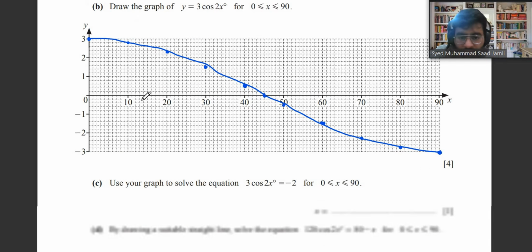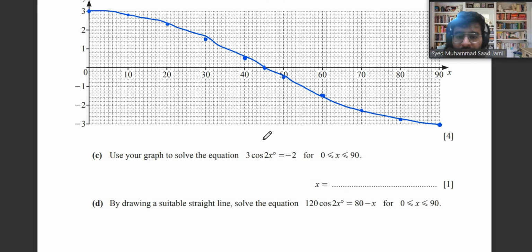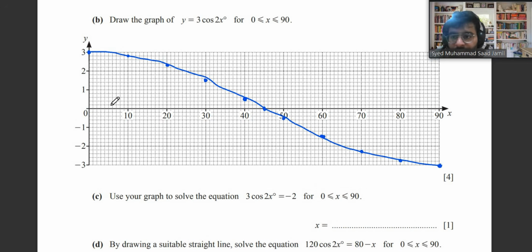Done. So use your graph to solve the equation 3 cos x is equals to minus 2. Okay. So look, when it's minus 2, we go straight over here. And since my graph might not be that accurate, my answer might not be that accurate as well, but it's something like in the middle. So it's something like 65. The value of x is 65 something.